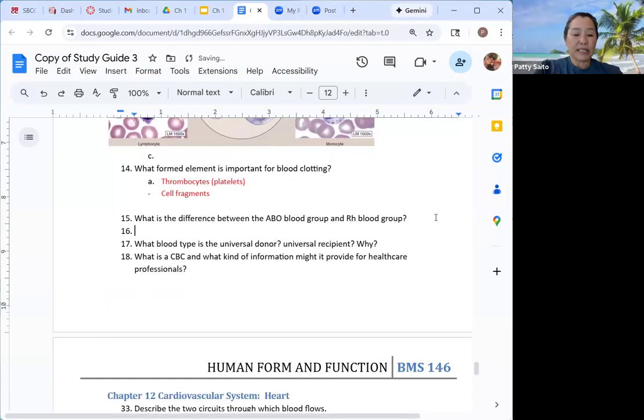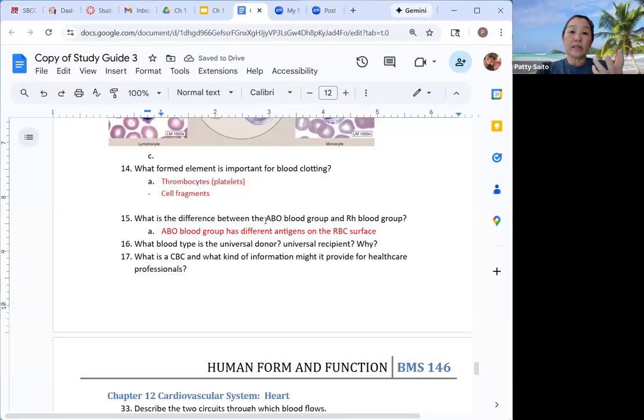We're going to talk about blood typing. Again, something that you're going to encounter, right? People's blood types and what type of blood you can give to different people in different circumstances. So let's go ahead. It says, what's the difference between the ABO blood group and the Rh blood group? And the difference is based on the surface proteins called antigens.